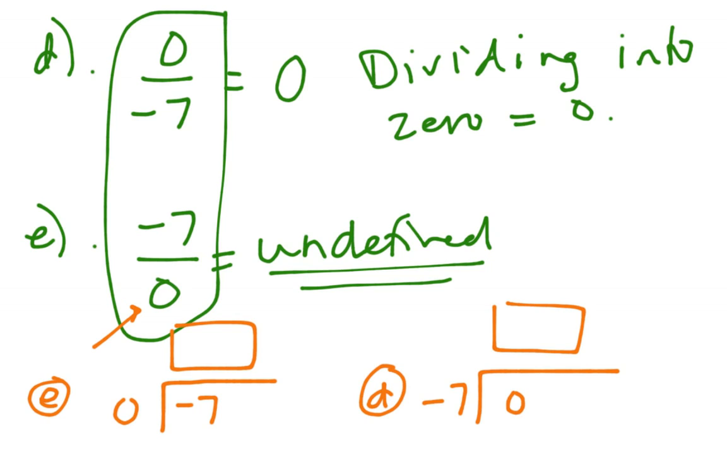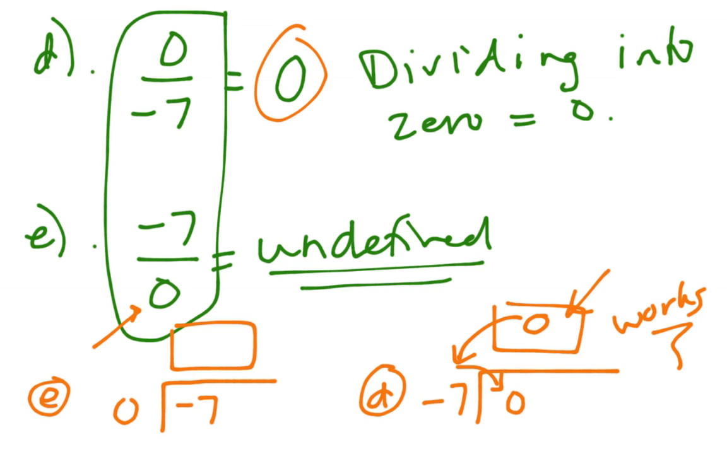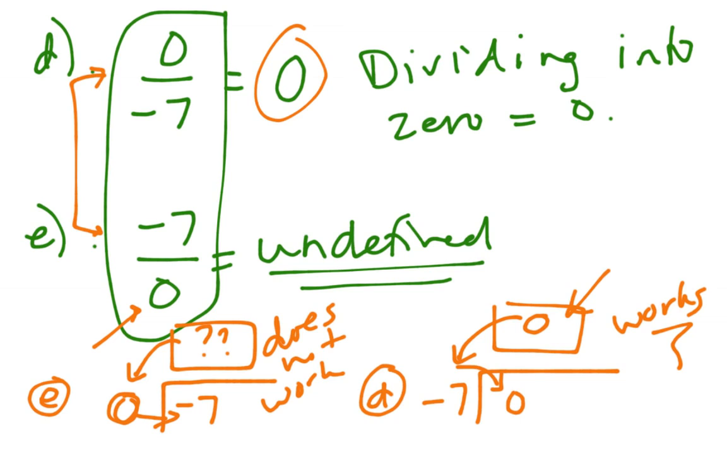Well, in D, I can put 0 up here, and 0 times negative 7 will give me 0, so this one works. So we know that 0 is the answer. But in E, there's nothing I can put here that when you multiply it by 0, you get negative 7. There's just nothing, because anything you multiply by 0 will be 0. So this one does not work. So that's a little trick if you can't remember which one is undefined and which one is 0. You can always set up long division.